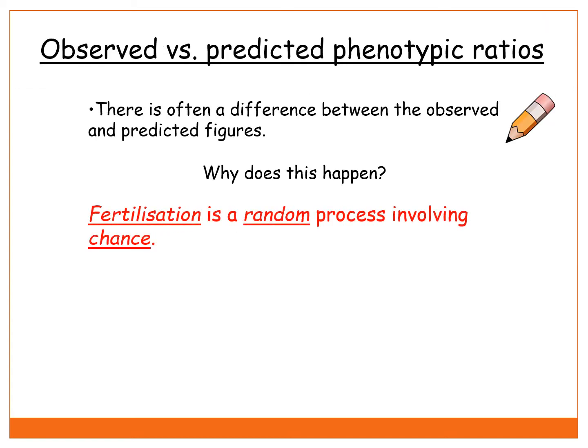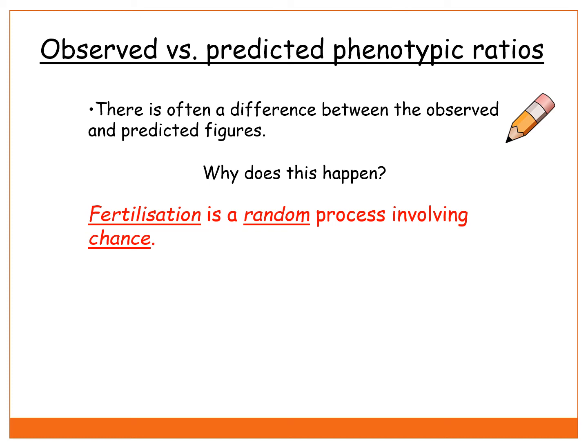Another thing that you might frequently get asked about is the observed versus predicted phenotypic ratios. So there is often a difference between the observed and predicted figures. Why does this happen? Your answer needs to be that fertilization is a random process and it involves the element of chance. So, for example, you might get asked something along the lines of, the child was predicted to have curly hair. Why did the child not have curly hair? Your answer would be because fertilization is a random process and it involves the element of chance.